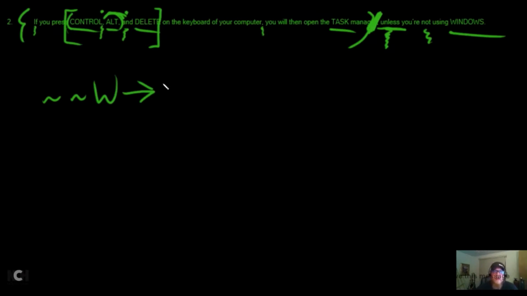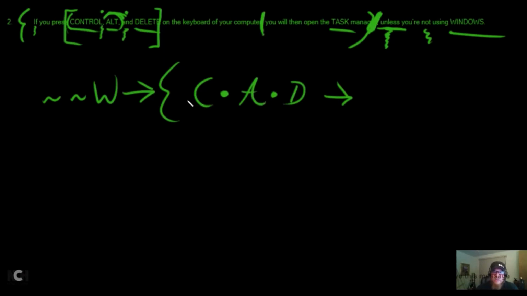And then on the right side of the arrow, we have all this stuff in braces. It's going to be a ton of stuff. Well, the first word I see is if. That means there's another arrow inside here. And up to this point, this is where the then is. So all of this stuff in here is on the left side of the arrow. So what's that? If you press Control and, because that's what that comma means there, and Alt, and Delete. So this is what's on the left side of an arrow.